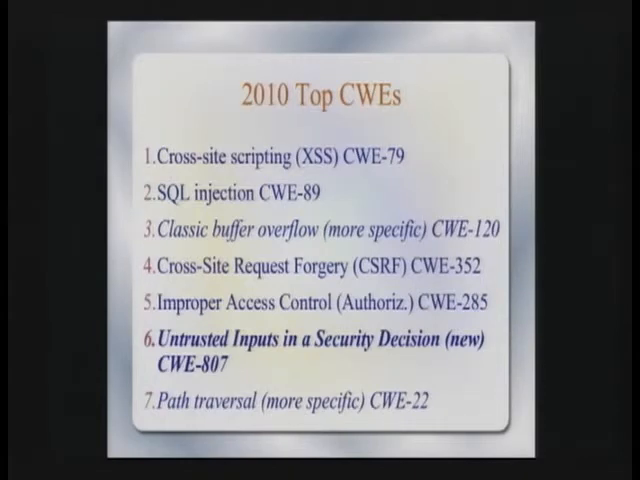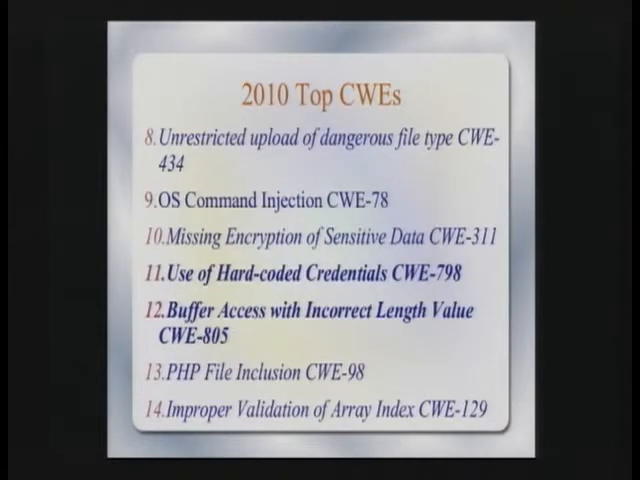Path traversal. Right? If you're doing FTP, you're trying to download something and you try to have access to other files in the operating system. Unrestricted upload of dangerous file types. Let's say you have a website coded in PHP and you're allowed to upload PHP scripts. Maybe then you can get them to be executed.